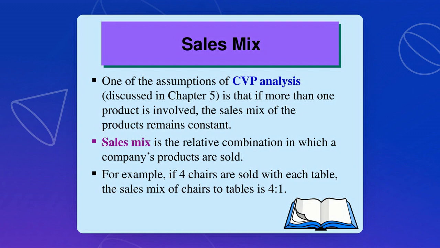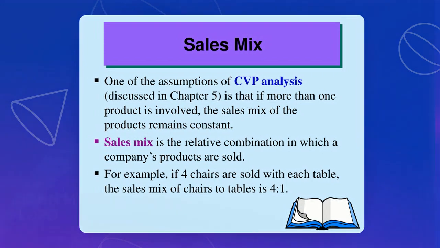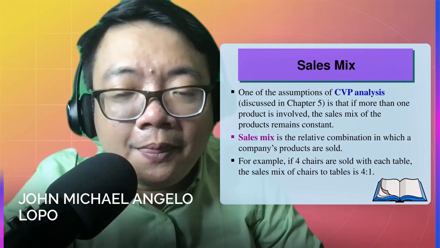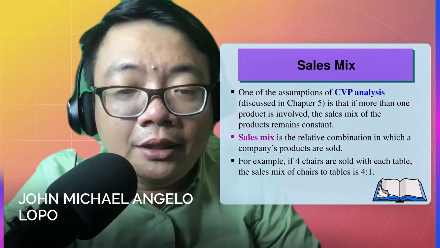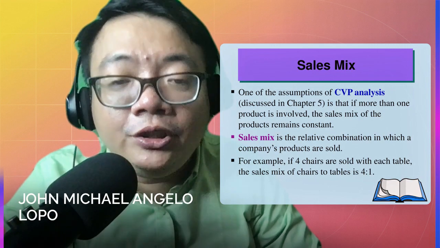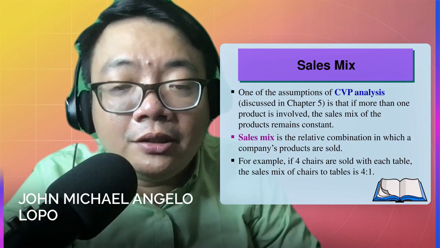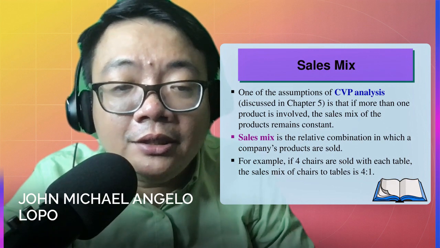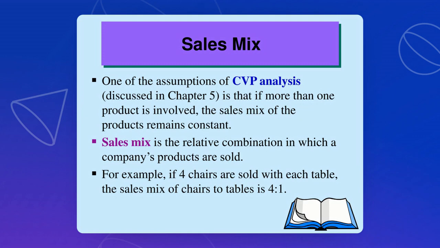So what do you mean here by sales mix? It is the relative combination in which the company's products are being sold. For example, if 4 chairs are sold with each table, the sales mix of chairs to tables is 4:1. So that's the meaning of sales mix.